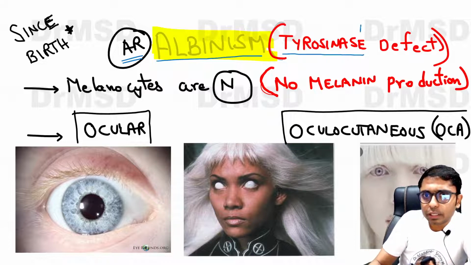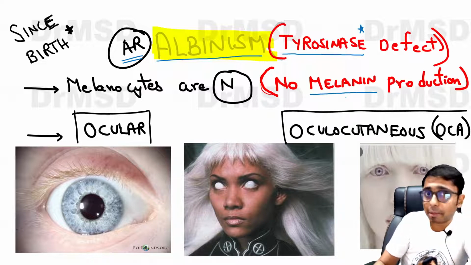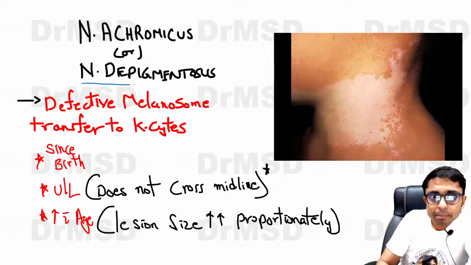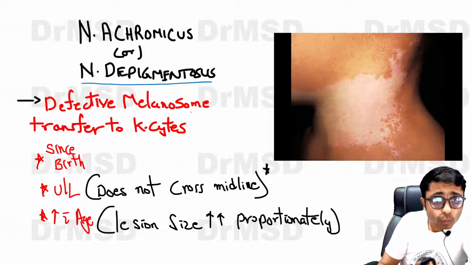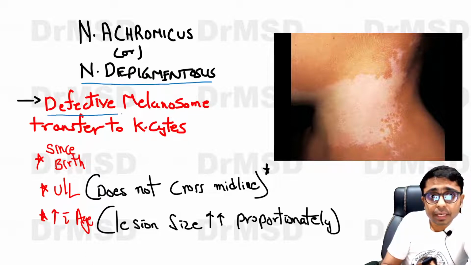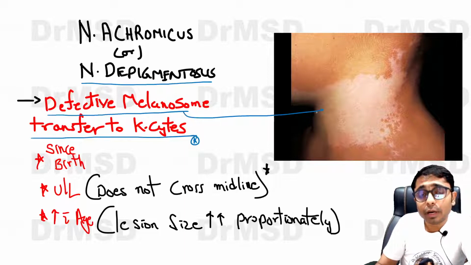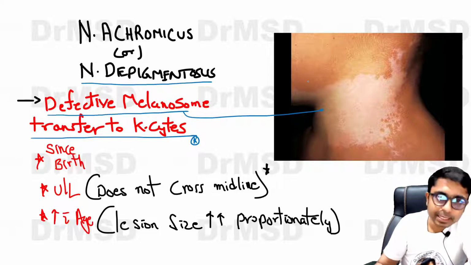And I hope you all know the tyrosinase enzyme is most important for the synthesis of the pigment, which is melanin. And since this is defective in these patients, melanin production is hampered. Whereas in nevus achromicus and nevus depigmentosus, the melanosomes are going to be defective in that they are not going to transfer to the keratinocytes properly, and because of which there is going to be hypo or depigmentation which can be seen over the skin.